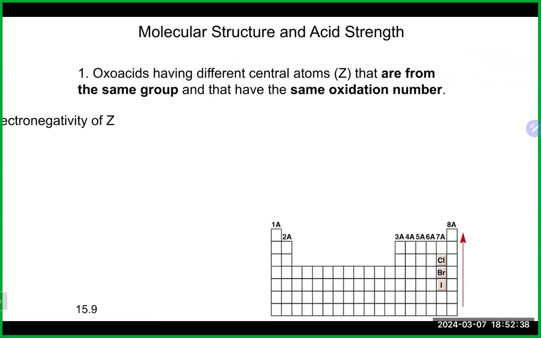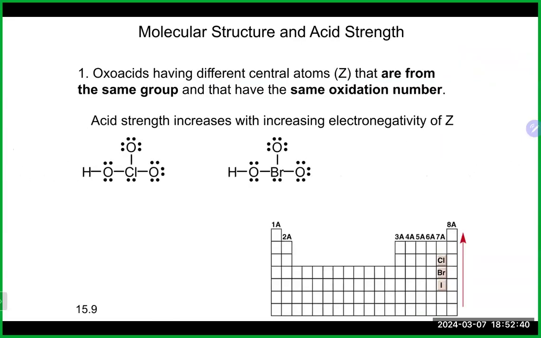So the first type of oxy acid that we look at is one where we have different central atoms, but they're from the same group and have the same oxidation number. If you're not remembering how to do oxidation numbers, a quick lesson on it. Oxygen is a good place to start. It is minus two, minus two, this would be minus two. Hydrogen is plus one. So that's a 2, 4, 6, and a plus one is a minus five.